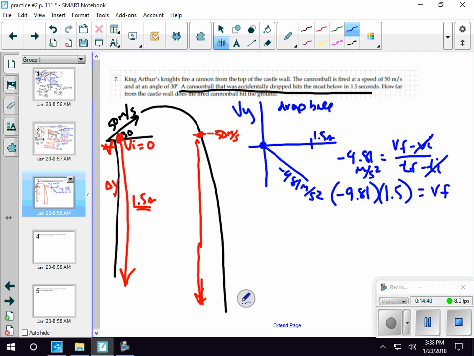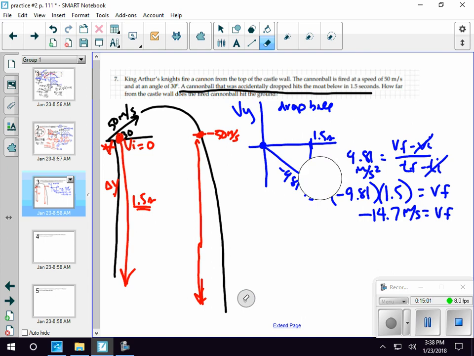And when I do that math, I have it here, I promise. I just can't figure out what I did. Oh, there it goes. Negative 14.7 meters per second equals VF. Now that I've got that, the length of this side is negative 14.7. Ugh, that's messy. I don't know if I'll be able to do this though. We'll try. It's tight quarters.